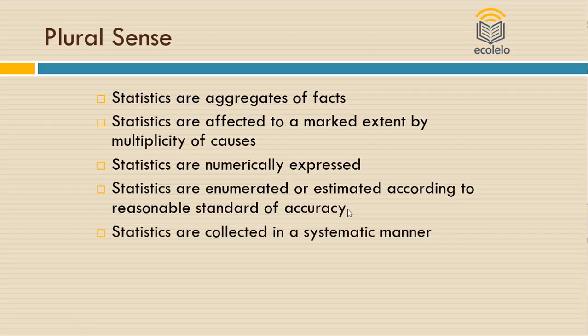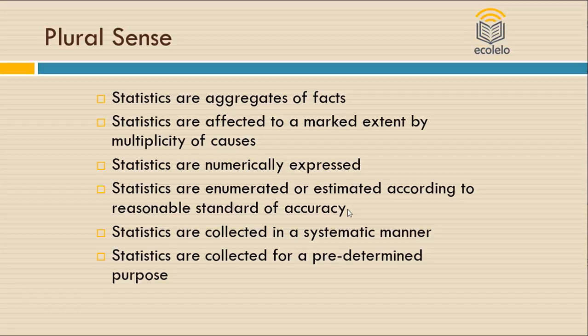Next, statistics are collected in a systematic manner. So data has a systematic manner. For example, I ask you, I want to know the marks obtained in mathematics by class 11th students in your school. What are you going to do? You're going to go to each and every student and ask for his marks. There is a systematic manner in it.